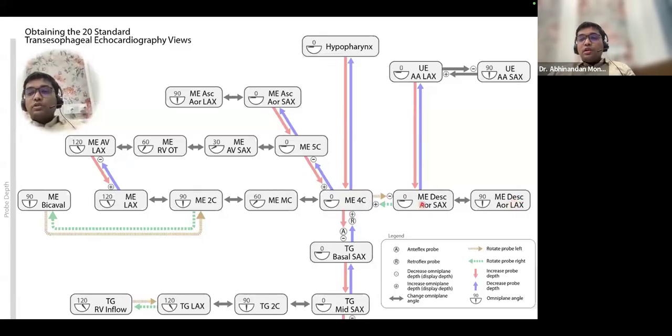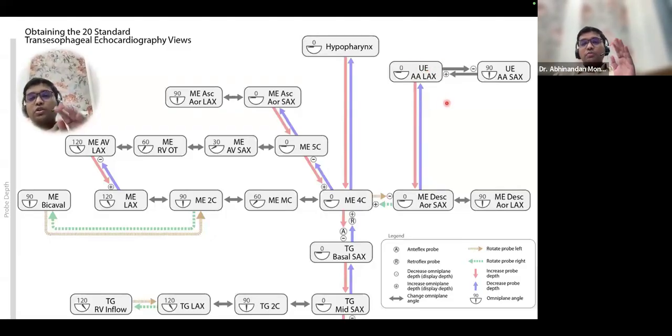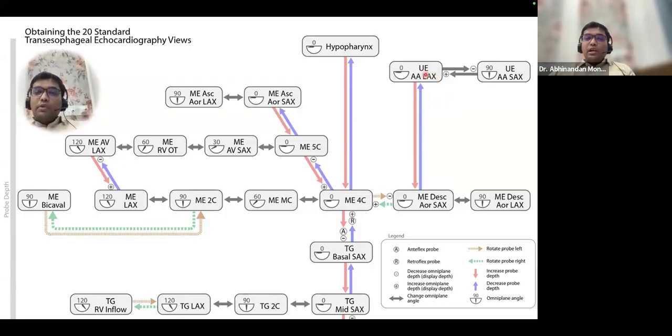And from your descending aorta short axis view, if you withdraw the TE probe, slowly you will see that the round cross section of the descending thoracic aorta will change into an elliptical shape. That will be your upper esophageal aortic arch long axis view. And if you change it to 90 degrees, it will give you a short axis view.